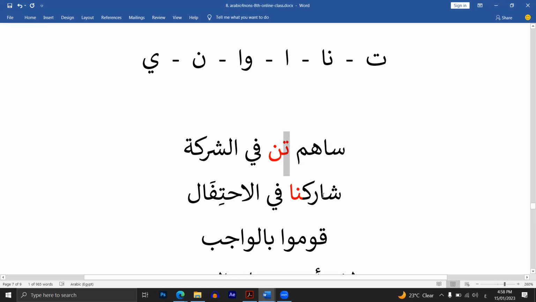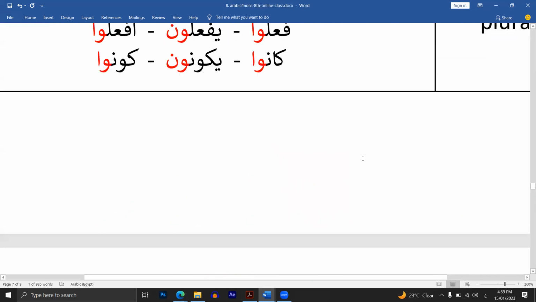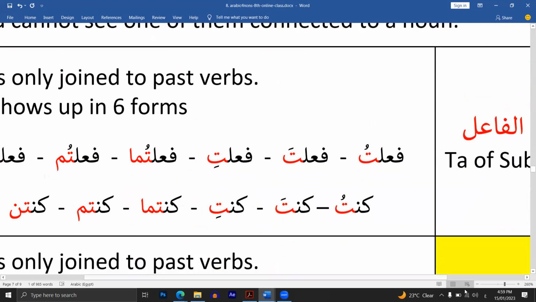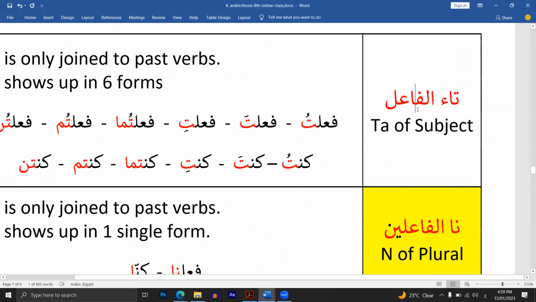And another thing to make sure this is تاء الفاعل: this verb is a past, right? ساهم, contributed. And we know from the previous table that تاء الفاعل only joins past verbs. Let me go back so that you will remember. Here, we said تاء الفاعل will only be joined to past verbs.